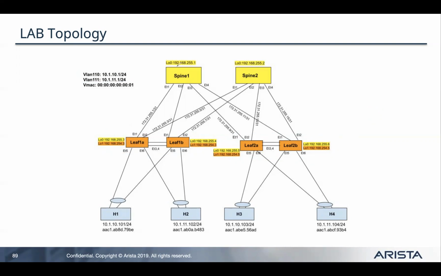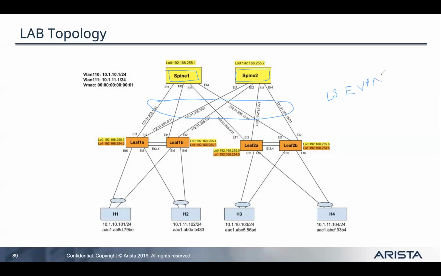Okay. Now we have two spines, right? The purpose of the spine is, obviously, in a leaf-spine architecture. These are all L3 links, right? That's why this is also called L3 EVPN. So this is called the L3 EVPN design.